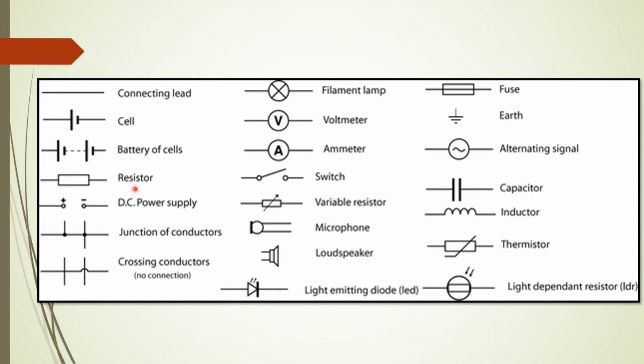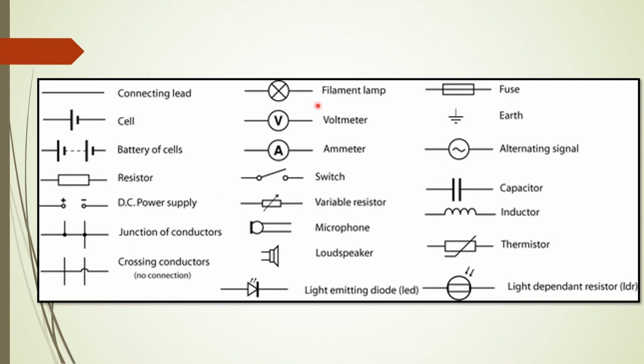The next, this is a resistor, and this is the DC power supply. This end is positive and this end is negative, we have to consider. And next, junction of conductors. Then crossing conductors with no connection. Here in this case there is a small loop, we can observe this, so we can say there is no connection between the crossing conductors.